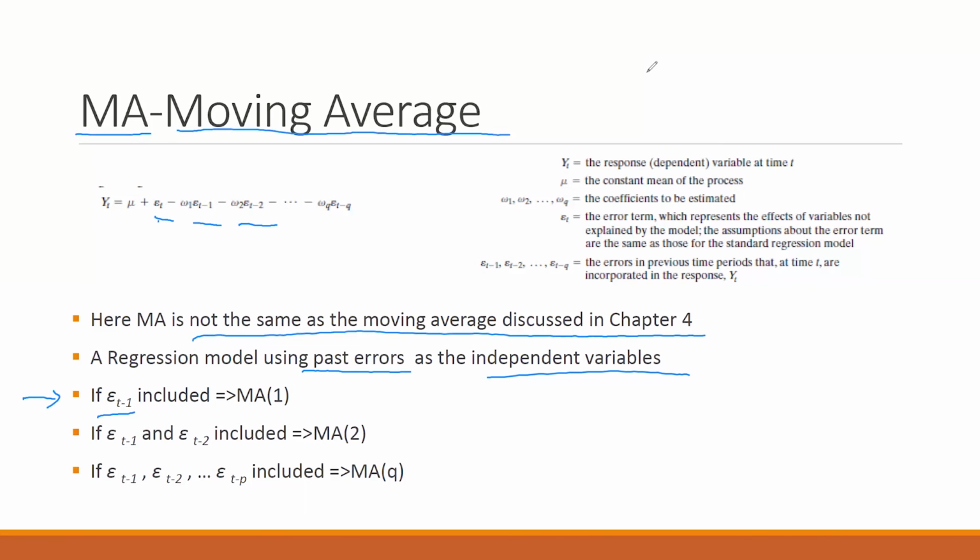Now, if we believe there's autocorrelation in lag 2 in the residues, then we want to include both residues in the prior period and 2 periods ago, and that gives us the MA2 model. And the same concept applies when we have MA3 or MA4 all the way to MAQ. Although, again, most of the time we don't go that far. MA2, MA3 is most common. MA1 is common as well. All right, so that's the MA part.